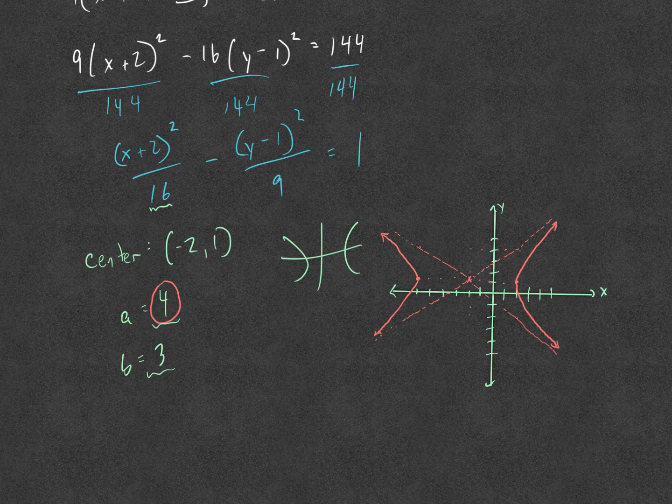And then just to clarify, in case there are questions about how I knew to go up 3 and over 4, right? This 4 is in the x direction. That's underneath the x part of the equation. This is a y direction, so this is a rise, this is a run.